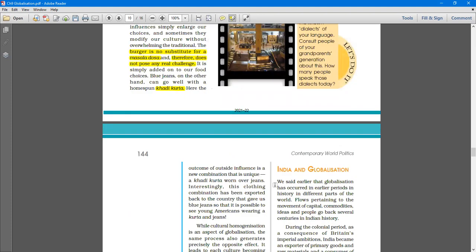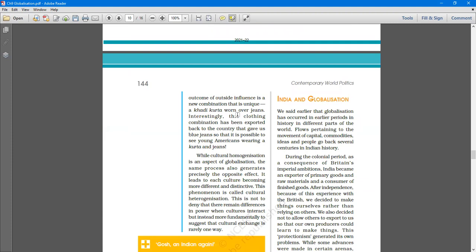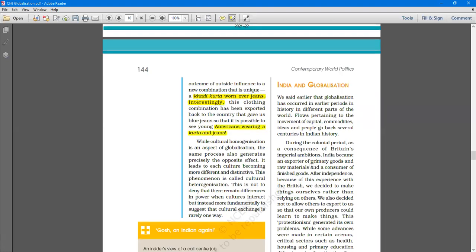So the outcome of outside influence is a new combination, like a khadi kurta worn over jeans, interestingly. So this clothing combination has been exported back to the country where the blue jeans originated. Now you can find many Americans wearing kurta and jeans.